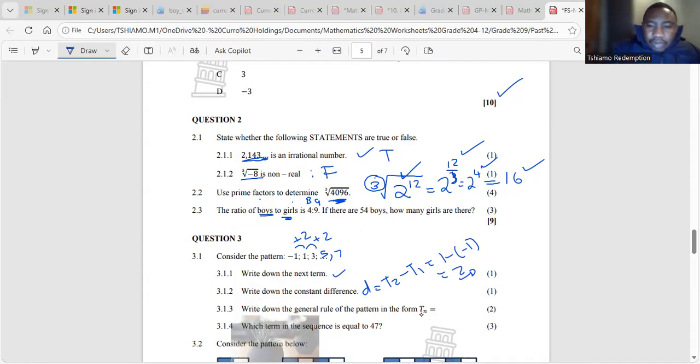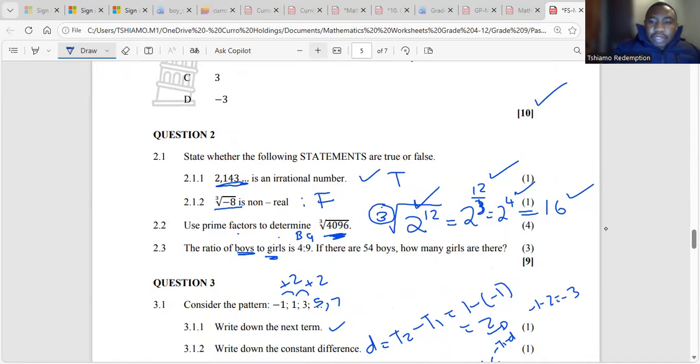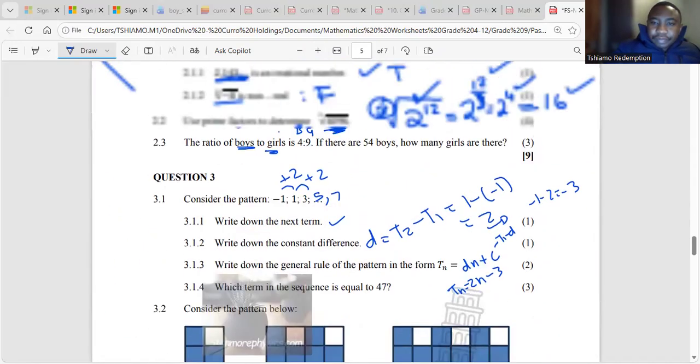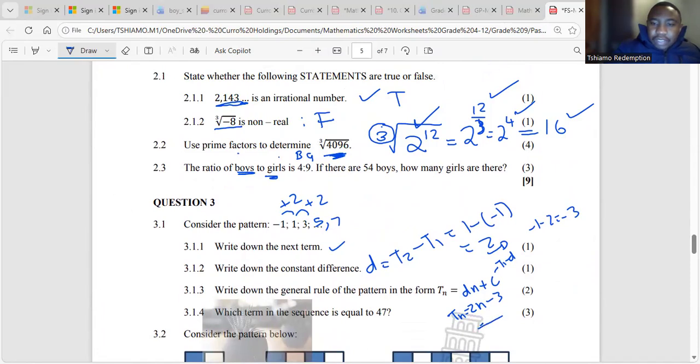Write down the general term for this pattern. So how do we write the general term? The formula is given as Tn equals dn plus c. d becomes your difference, and then c becomes your term 1 minus your difference. So -1 minus 2, which is -3. So Tn will be that. Maybe I should try to zoom in a bit. So that is our answer there. So the answer here is Tn equals 2n minus 3.